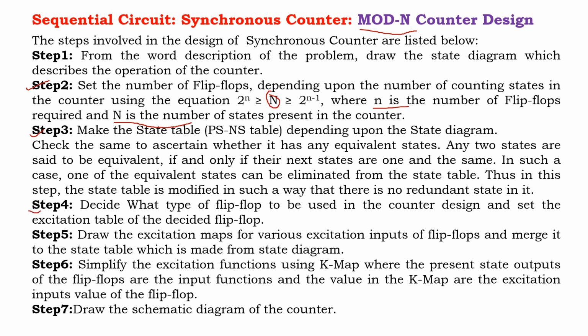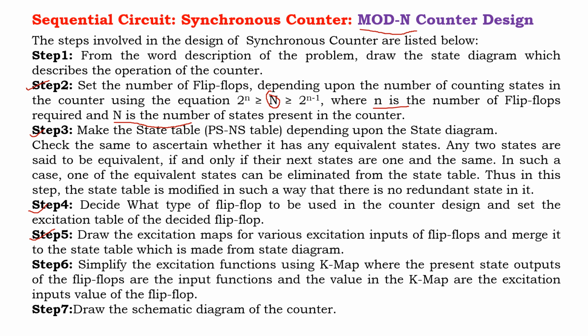Then step 4: decide what type of flip-flop is to be used in the counter design, and then set the excitation table of that flip-flop. The excitation table comes from the state table of that particular flip-flop. And then step 5: draw the excitation maps for various excitation inputs of the flip-flops and merge it to the state table, which is made from the state diagram.